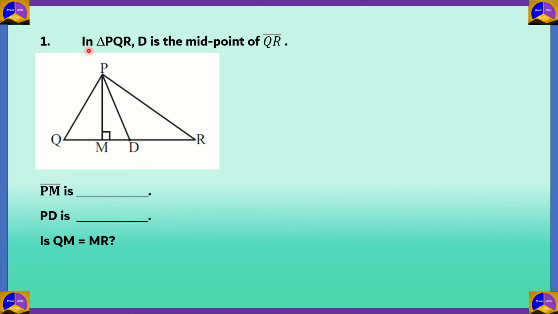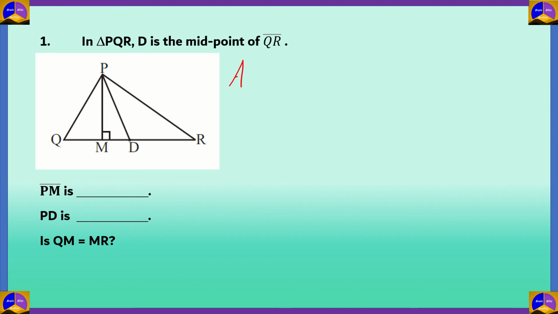Question number 1. In triangle PQR, D is the midpoint of line QR. Is line PM the altitude? Is PD the median? Is QM equal to MR? Now, to solve these questions, let's look at what altitude and median are.